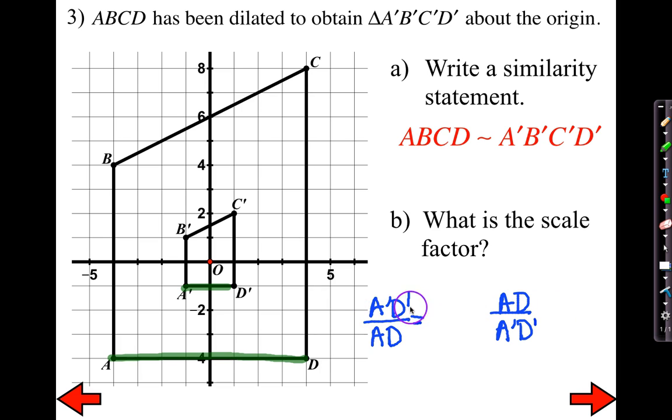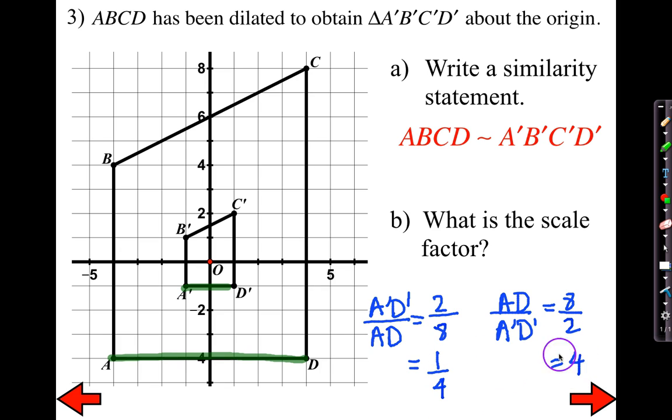So let's see, A prime, D prime, that length is 1, 2. AD would be 1, 2, 3, 4, 5, 6, 7, 8. So here, if I set it up this way, my scale factor would be 1/4. If I set it up the other way, it would be the reciprocal, so AD was 8, and A prime, D prime is 2, which reduces to 4. So which one looks correct? Is it 1/4 or is it 4?